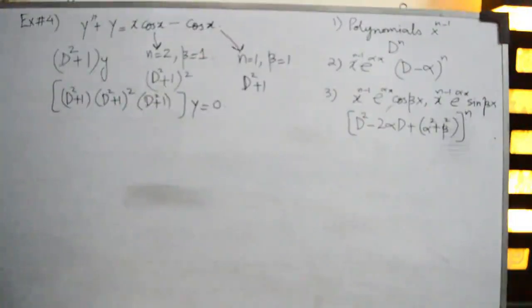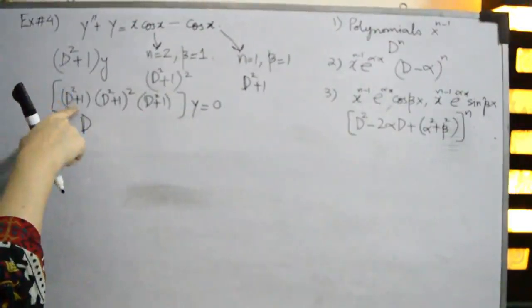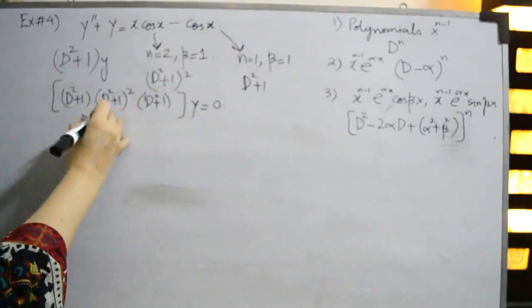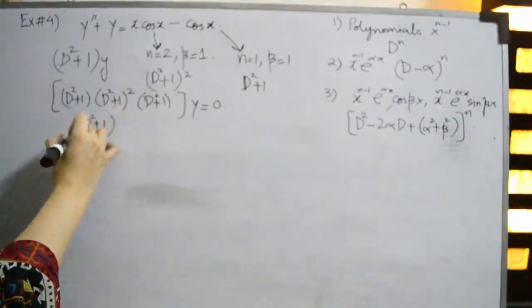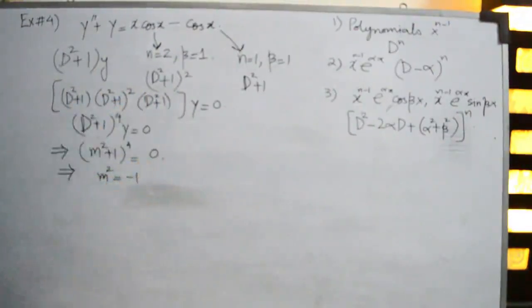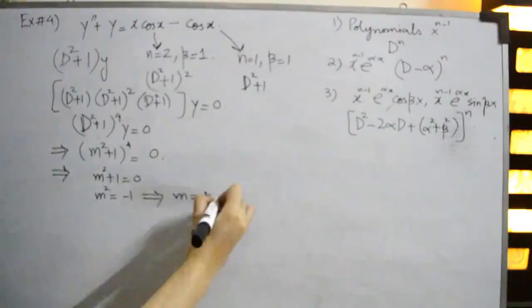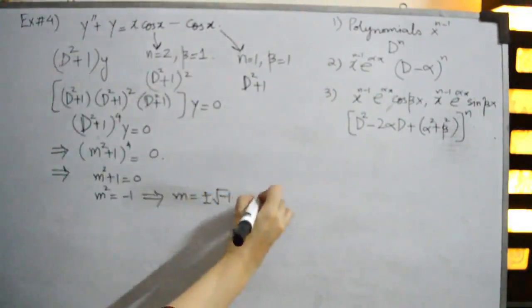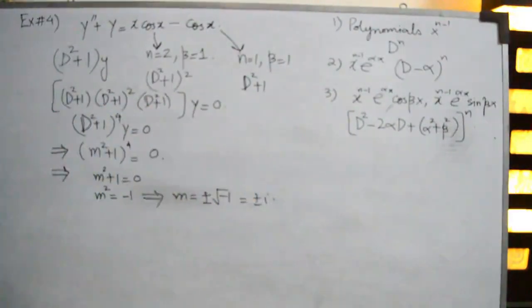Very interesting example this is, because I can see repeated roots, simple and repeated but complex roots. So that makes it 1, 2, 3, 4 times. D square plus 1: m square equals minus 1. First of all you have to find the iotas from that. Plus minus under root minus 1 is equal to plus minus iota. There is no alpha, only beta, but 4 times. So it should be complex plus repeated roots.